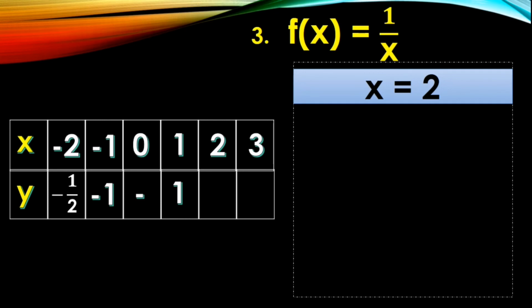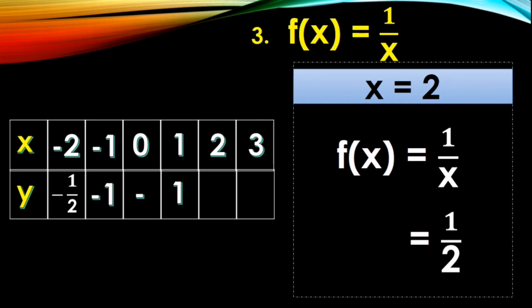Next, x is equal to 2. So we will copy the function f of x is equal to 1 divided by x, and then substitute the value of x, which is equal to 2. So this will become 1 divided by 2. If x is equal to 2, then y is equal to 1/2.